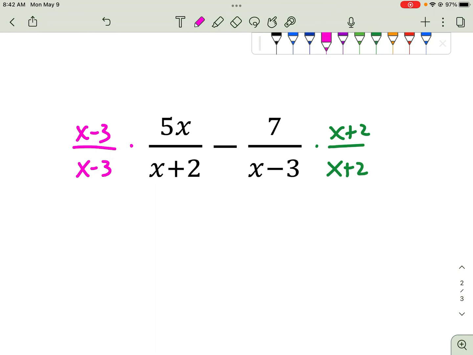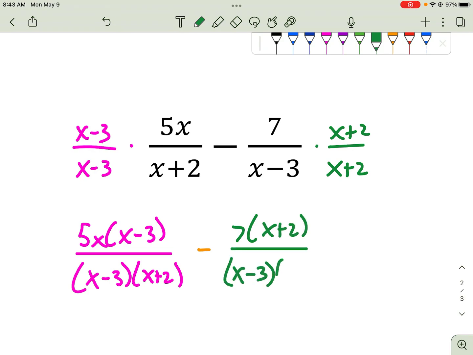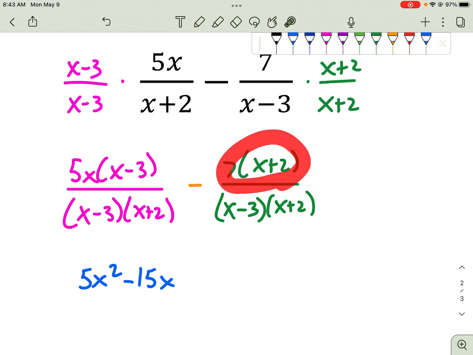So now we have 5x times x minus 3 on top. I just wrote the 5x first because that's how we normally see it. And then the denominator is x minus 3 times x plus 2. Then we have minus 7 times x plus 2 over our common denominator, x minus 3 times x plus 2. So we're done with the denominator. Now we just multiply the numerators. So I'm going to distribute 5x squared minus 15x. Sorry, we don't multiply the numerators themselves. I'm multiplying inside of this numerator, and then I'm going to multiply inside of this numerator.